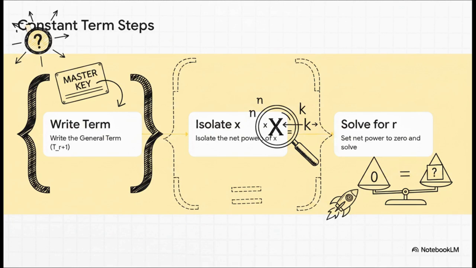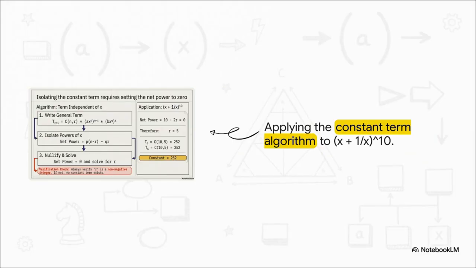It's basically a mathematical magic trick. If x is to the power of 0, x vanishes in a puff of smoke, and boom, you're left with your constant. Let's actually walk through an application of this so you can see it in action. Say we have (x + 1/x) to the 10th power. Following our steps, we find the net power of x is 10 minus 2r. By setting 10 minus 2r equal to 0, we lock in r as exactly 5. Easy, right?